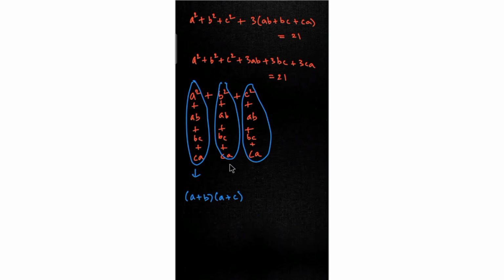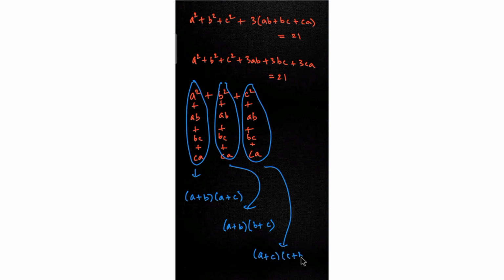In the same way here, the relation that we are going to get is (a plus b) into (b plus c). The same way, you can just take b square and bc, take b common, and you will get b into (b plus c). And ab plus ca, again if you take a common, you will get a into (b plus c), so you can just take this common. In the same way, for this one, we will get (a plus c) into (c plus b).